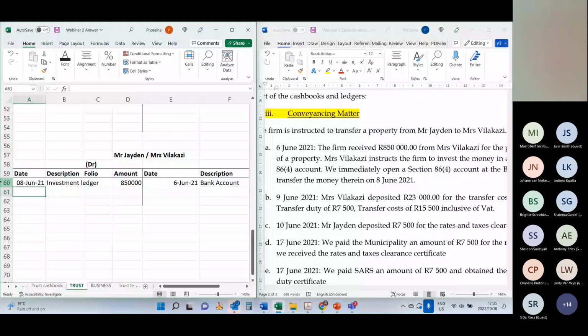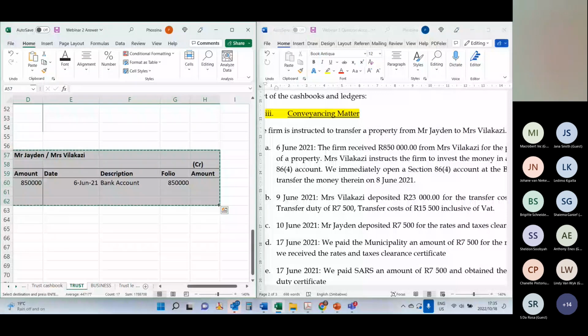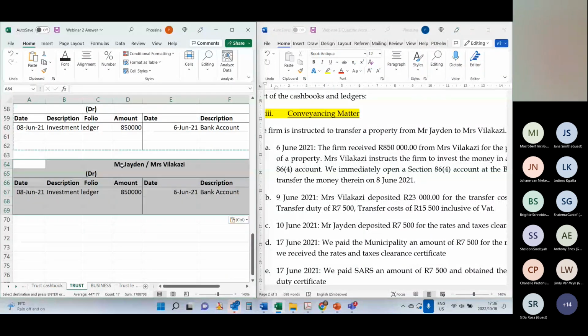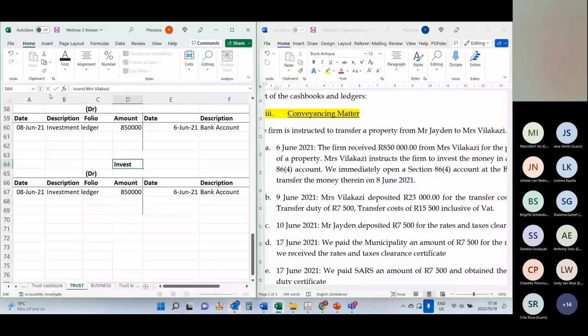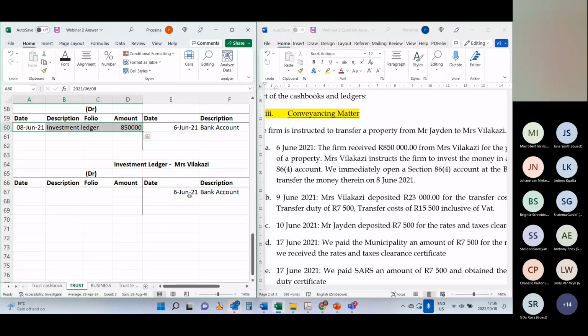So here we create our investment ledger, but our investment ledger is for Mrs. Vilakazi because she is the one, not the whole transaction. She's the one who is investing her money. So in this case, this is the transaction for investment. It's knocking off what we have received to show that the money is now in an investment. We also record it like that.